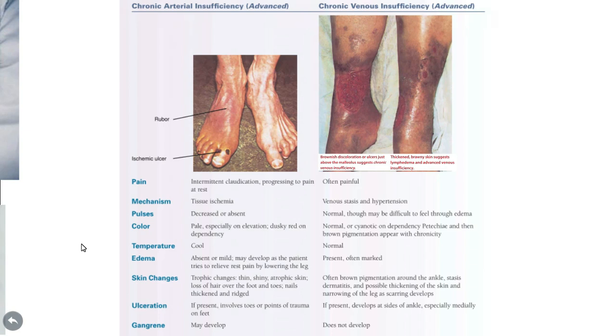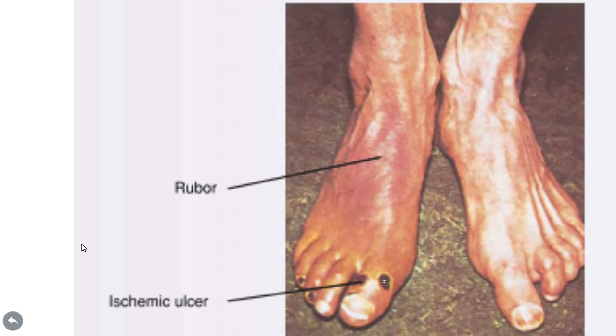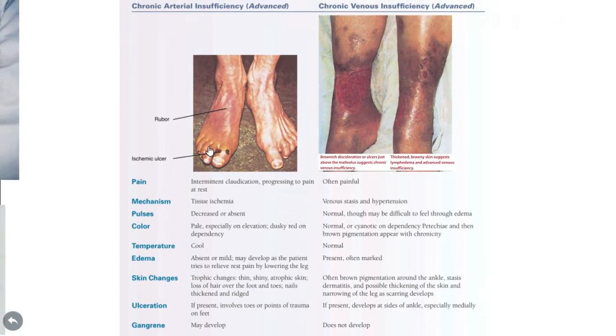So how about the skin color? You can compare patients with chronic arterial insufficiency. They can have atrophic changes, meaning there can be thin, shiny atrophic skin with loss of hair over the foot and toes. The nails are thickened and ridged. If there is an ulceration, it involves toes or points of trauma on the feet. Usually the color is pale or dusky red on dependency.